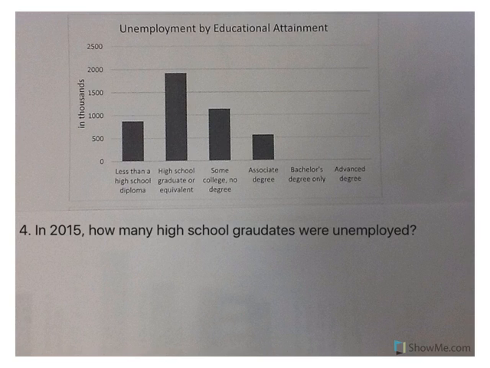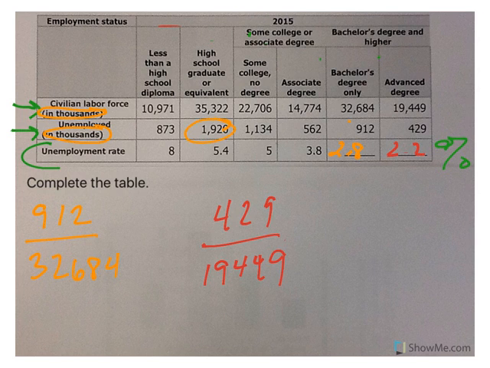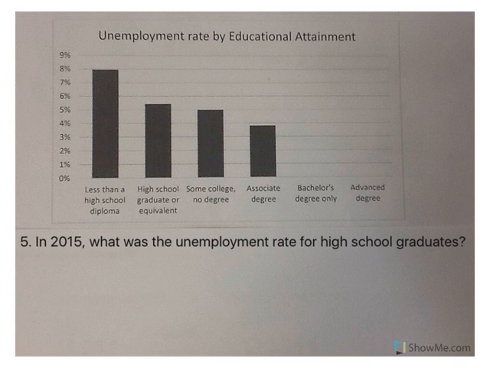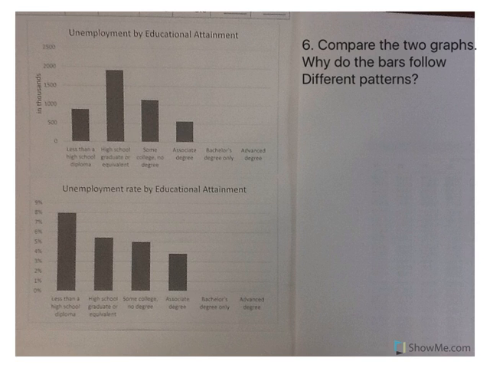So number 4, how many high school graduates were unemployed? Well, here's the high school graduates here, and it comes from the table. You can see exactly high school graduates unemployed is here. So 1,920,000. Don't forget that this table is in thousands, so we have to add either 3 zeros or the word thousand after it. What was the unemployment rate for high school graduates? Which again, we're going here. If you look at the table, it comes out to be 5.4%. So if you're a high school graduate, you have a 5.4% basically chance of being unemployed.